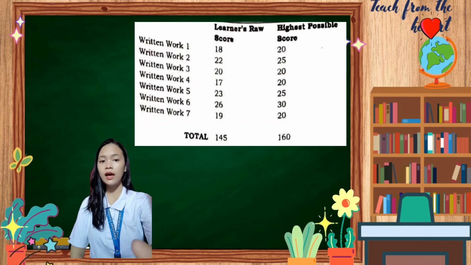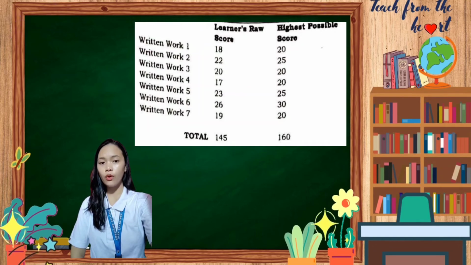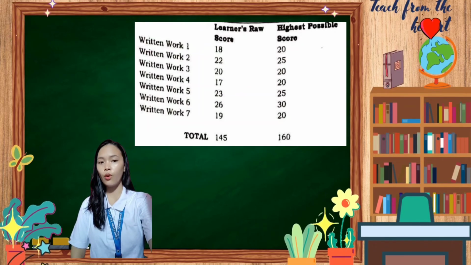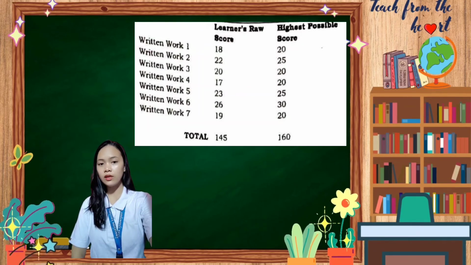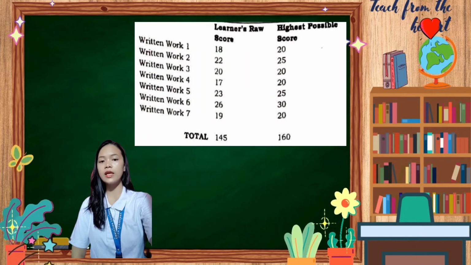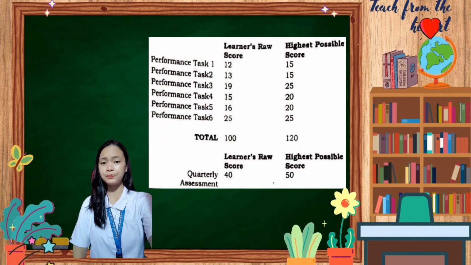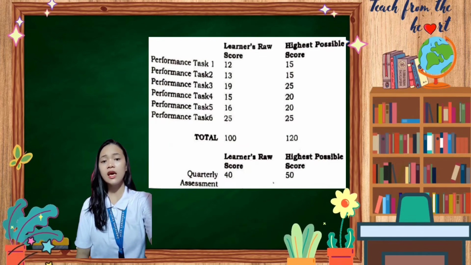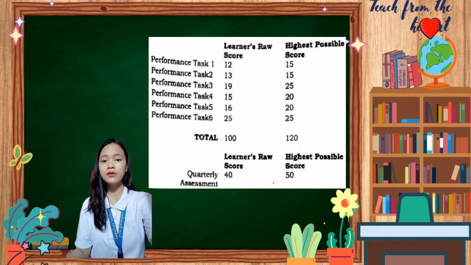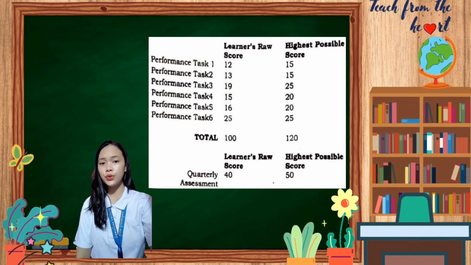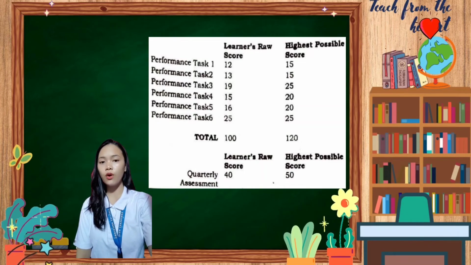Add all items in learner's score and also the possible highest score. Then the total of 145 in raw score and the highest possible score is 160. Another one is the performance task. Same as the written works, all you need to do is to total the score for each component.